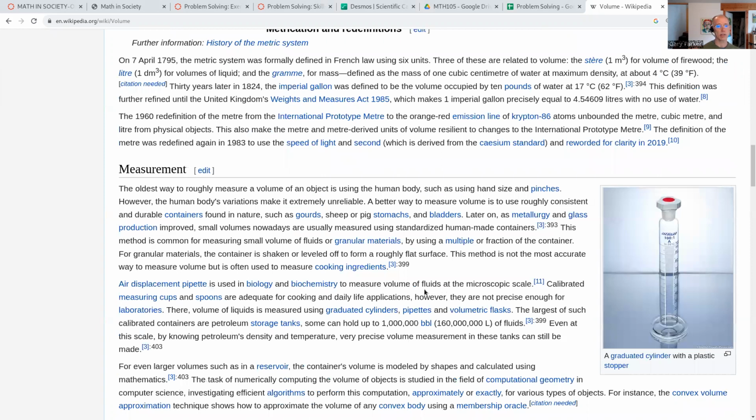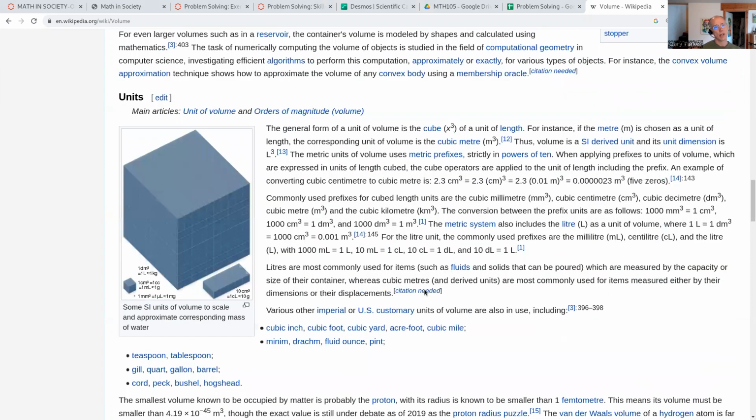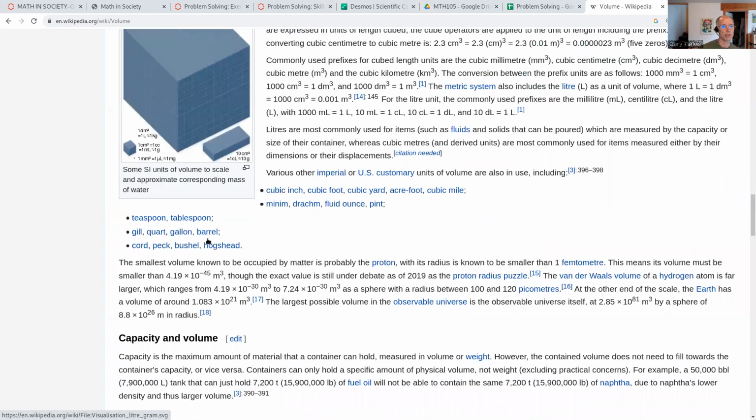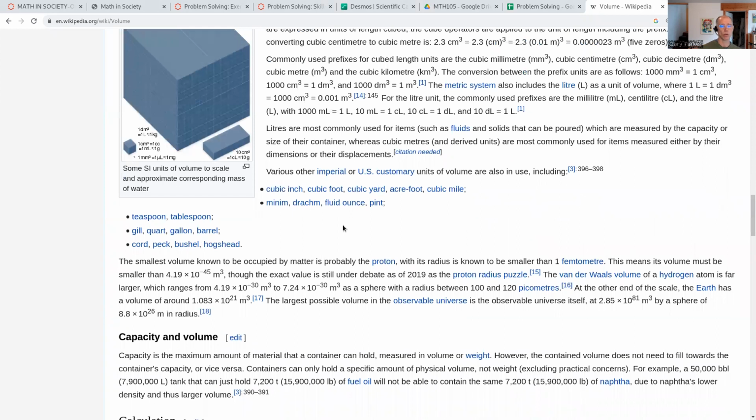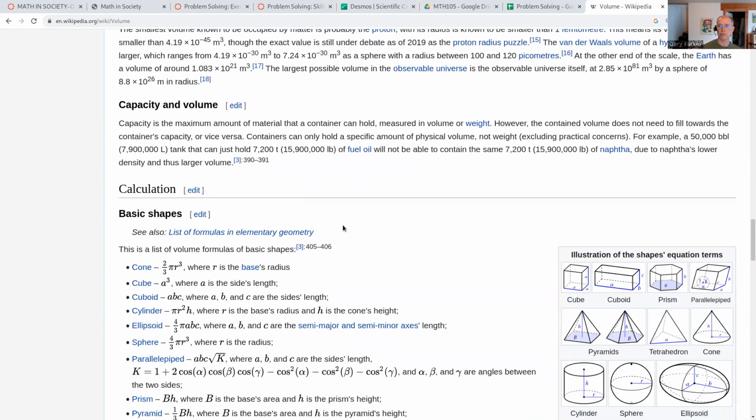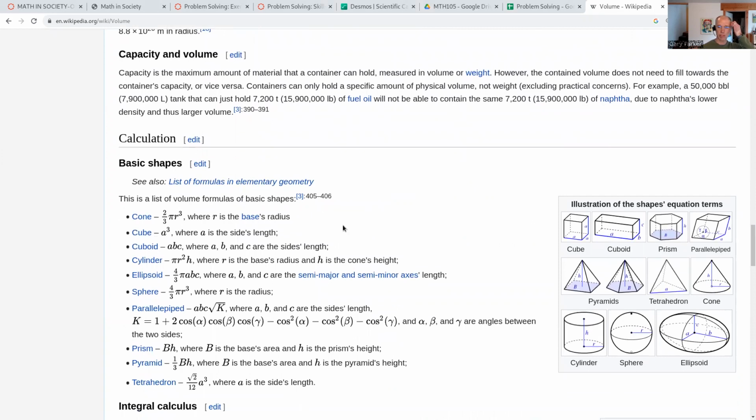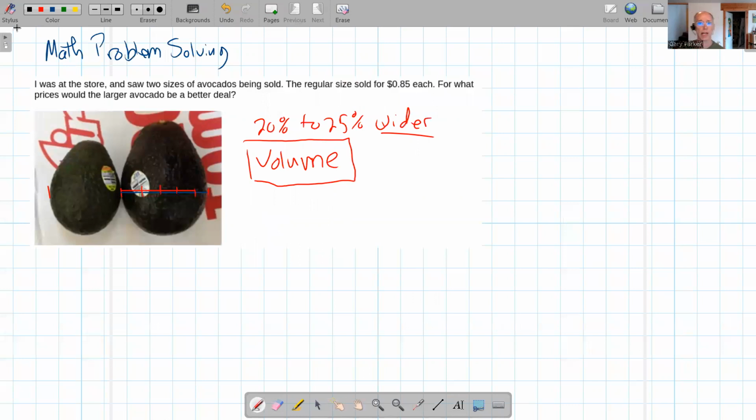Graduated cylinder. All right, so often we measure volume in cubic things like cubic inches, cubic feet, cubic centimeters, in addition to things like gallons and quarts. And then there's all these different shapes. So which of these basic shapes is an avocado most like? I'm going to say it's most like a sphere. I'm going to go for that one. So let's see, sphere: 4/3 pi r cubed, where r is the radius. All right, let's write that down, see what we can do with that.